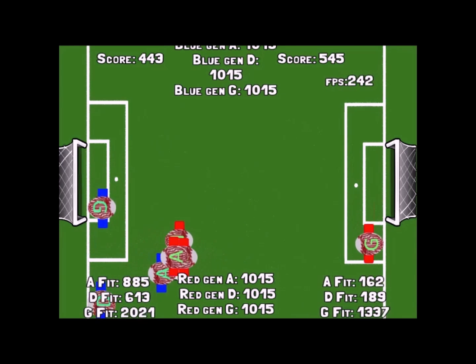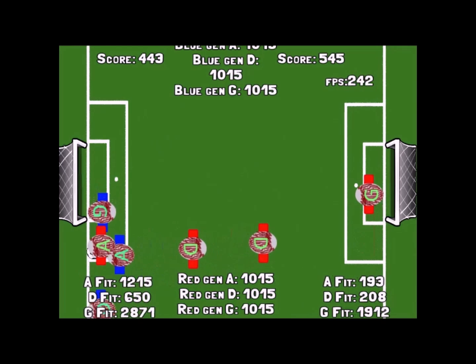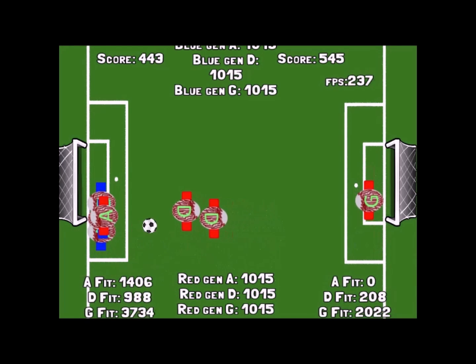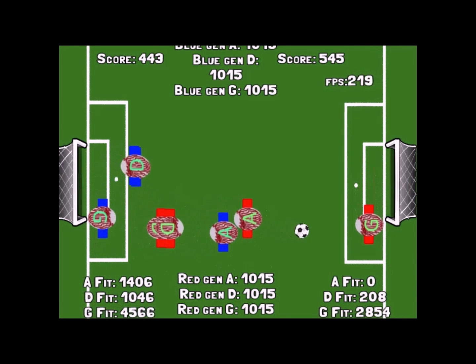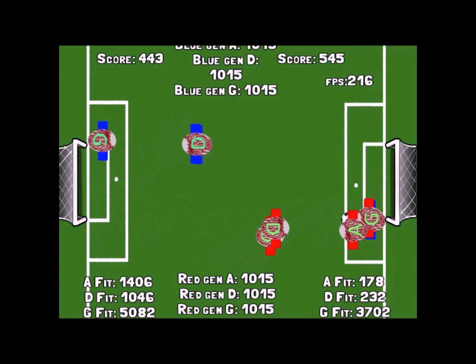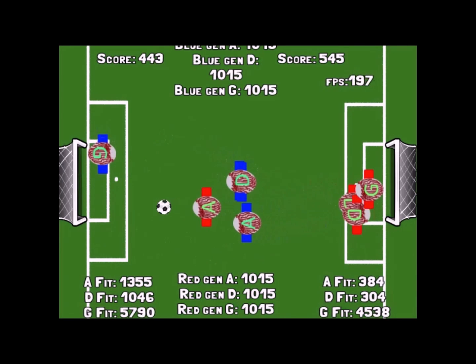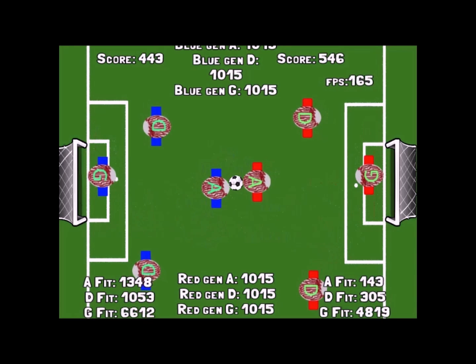Specific tasks were given to each group of players. For attack players it was to follow the ball position. For goalie players it was to follow ball position Y. For defense players it was to follow the opponent attacker player.